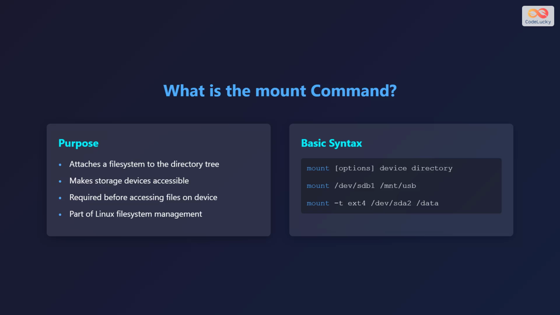The basic syntax is mount, then options, then device, and then directory. For example, mount a device named /dev/sdb1 to /mnt/usb. Or mount with the file system type option, specifying the file system type as ext4, then device name /dev/sda2, and then the directory name /data.